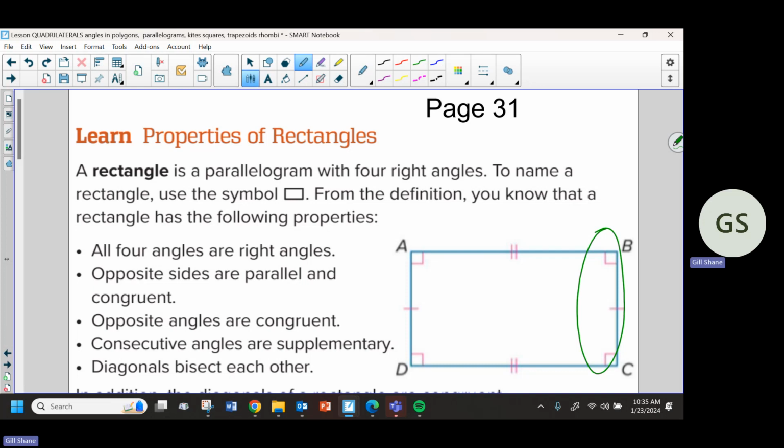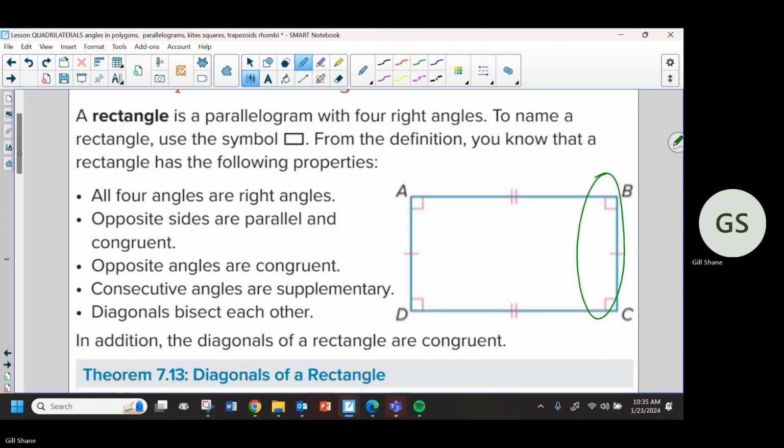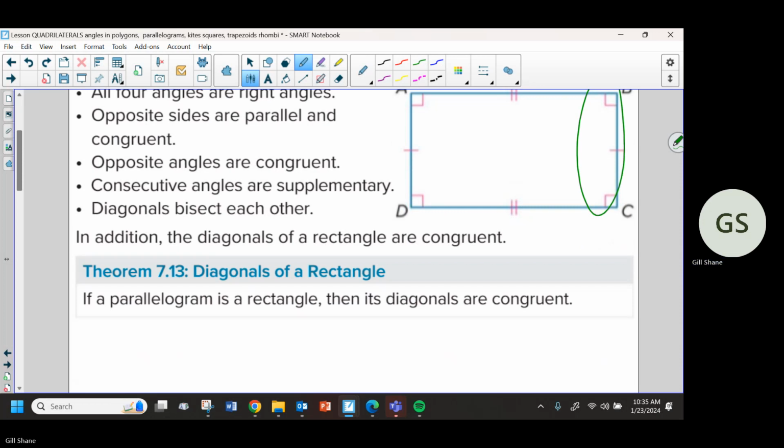What else do we know? If we drew in diagonals, what do you think would be true? Yeah, they would bisect each other. If we drew in diagonals for a rectangle, they would bisect each other. So there's really only one new thing we're learning. We're on rectangles now. It specifically says diagonals of a rectangle.